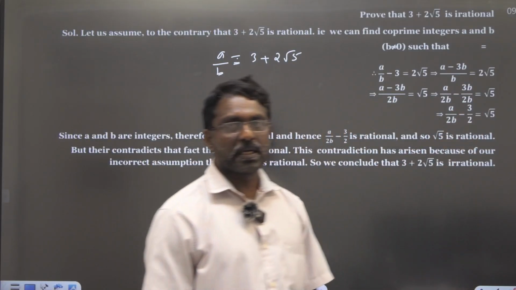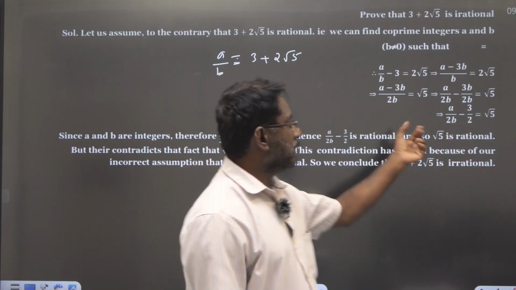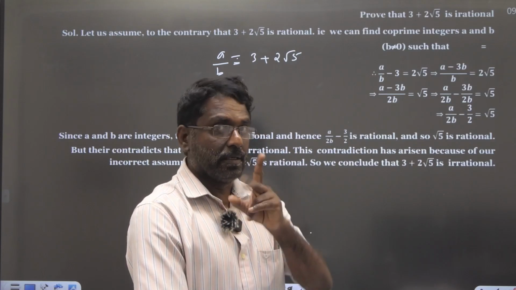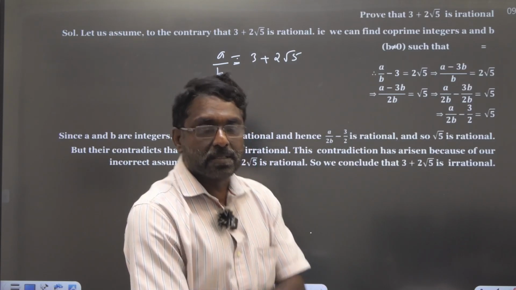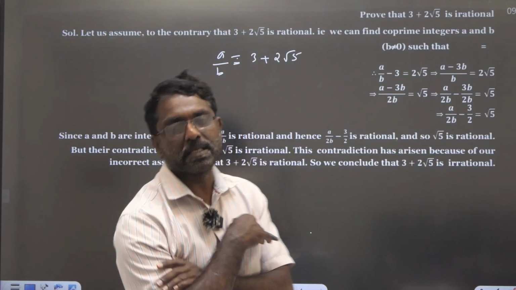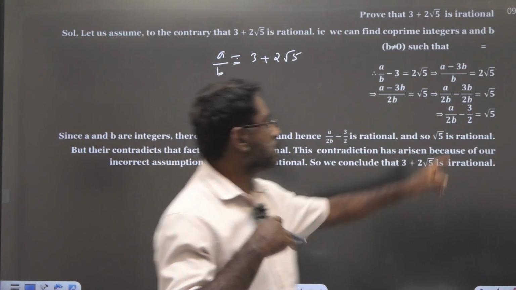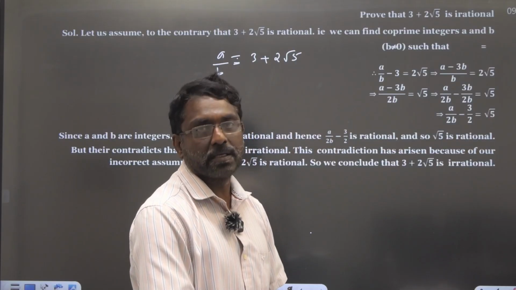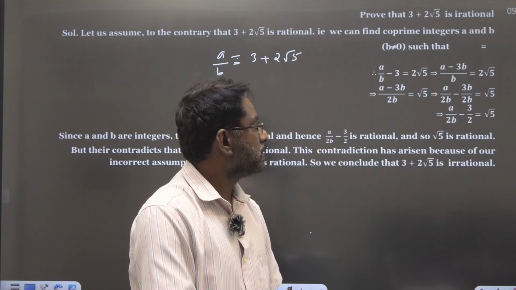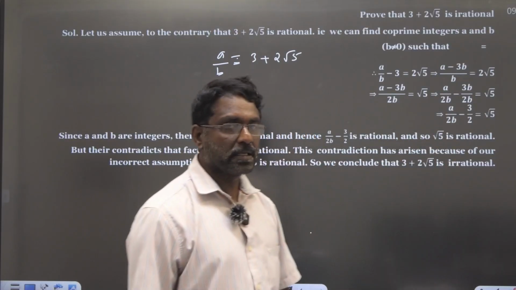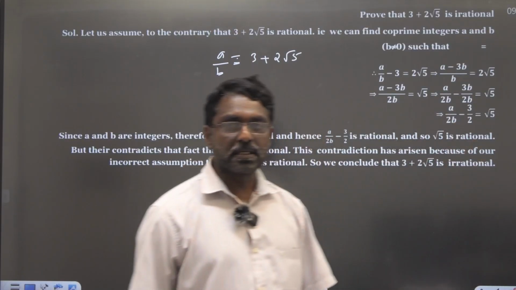A by 2B is a rational number. 3 by 2 is a rational number. The difference of two rational numbers is always a rational number. The sum and difference of rational numbers is always a rational number. But root 5 is an irrational number, already we know about it. So this assumption is wrong.